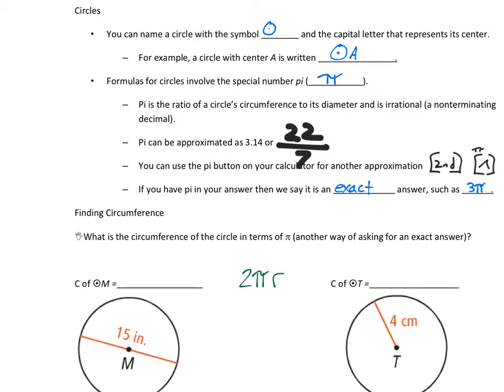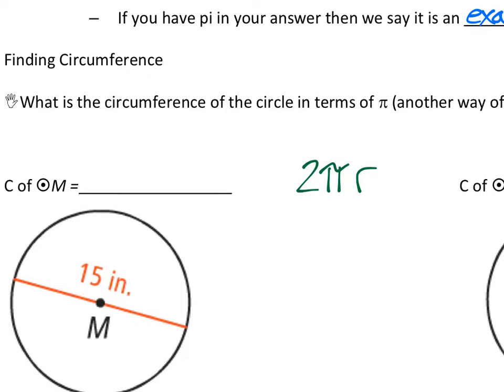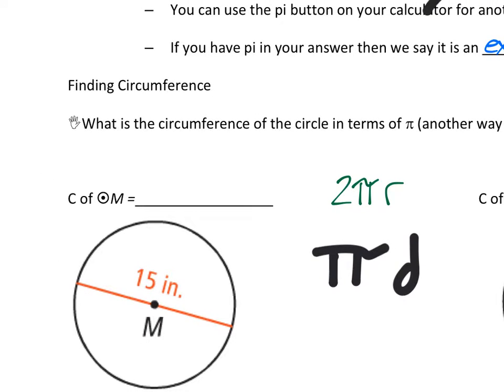All right, so finding circumference. The question here is, what is the circumference of the circle in terms of pi? Oftentimes they'll ask us just for this exact answer. They don't want it in decimal form. They'll allow us to leave it in pi form, which makes it very simple to do. Here's our circumference formula if we're talking about radius. Here's our circumference formula if we're going to be working with diameter. And so using both of these formulas will make this process very easy.